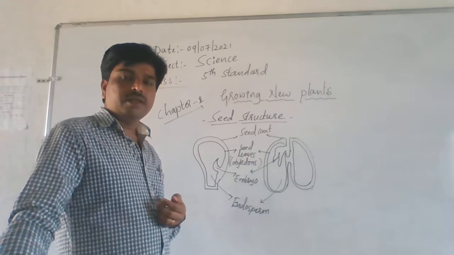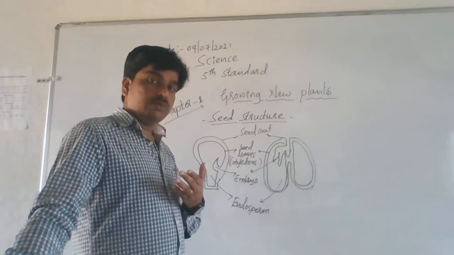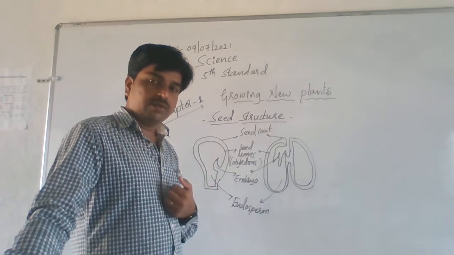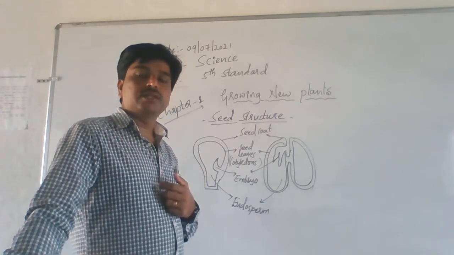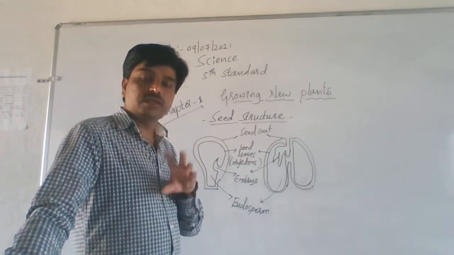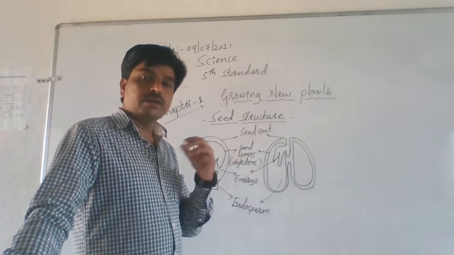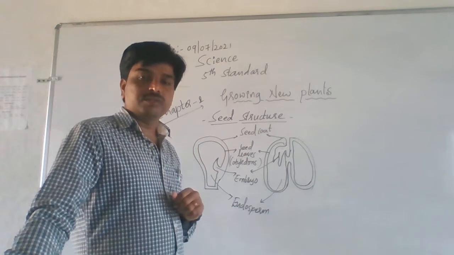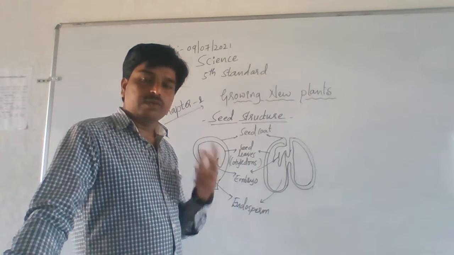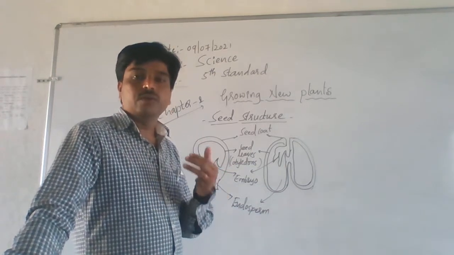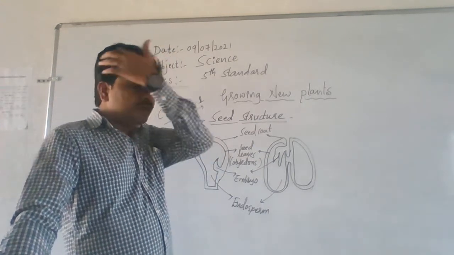The second method is by the root. We use the root part as food in our life. Radish, carrot and sweet potato are root parts. Here new plants can be reproduced or grown by using the root parts of the plant. Just know the examples: by roots, we can grow plants like sweet potato, radish and carrot. Then the last one is by leaf.